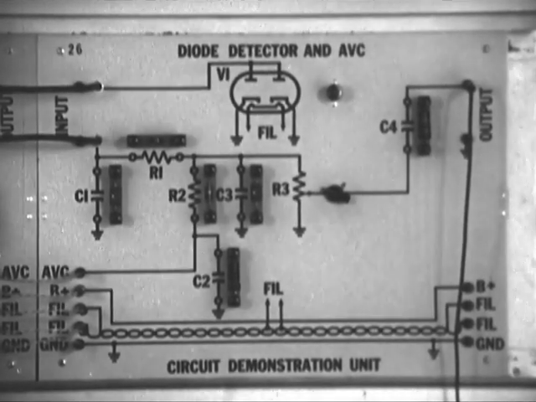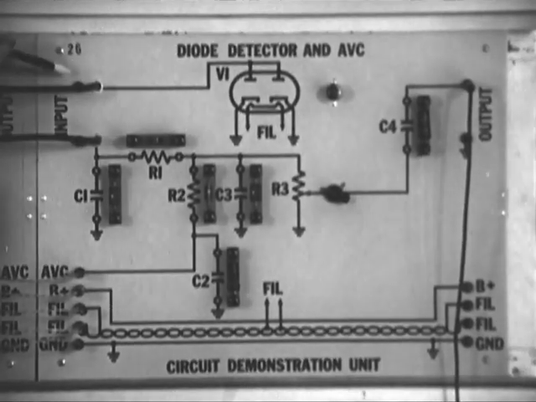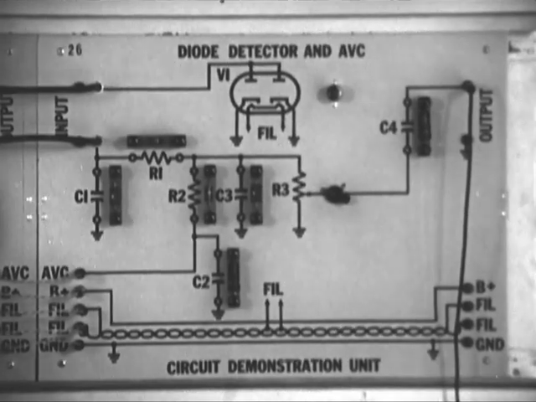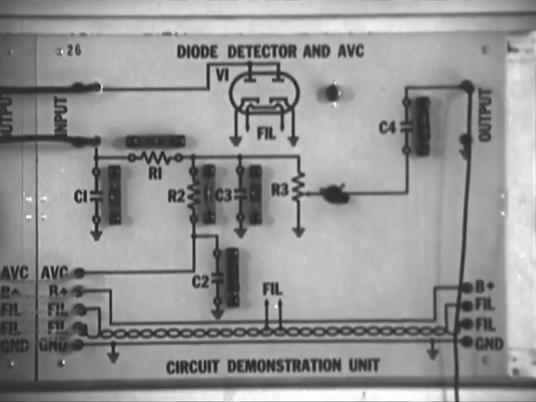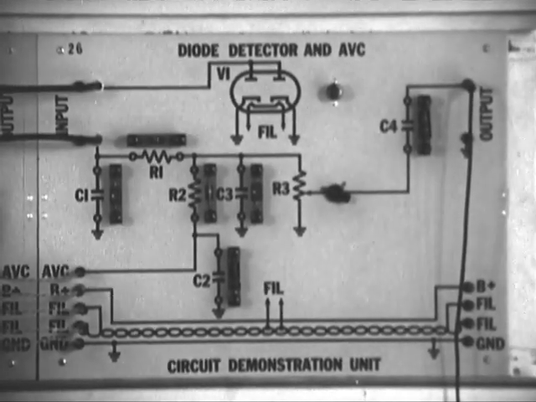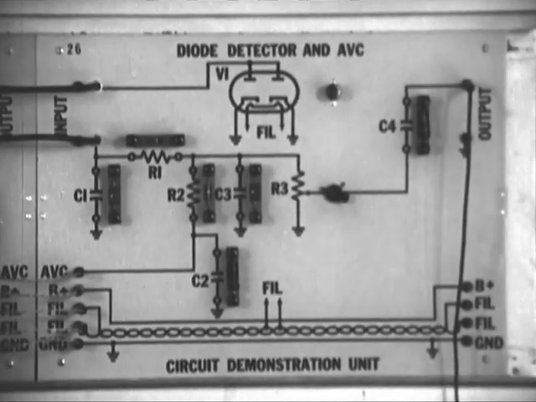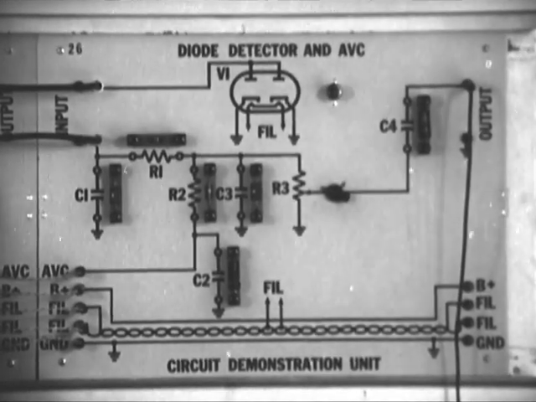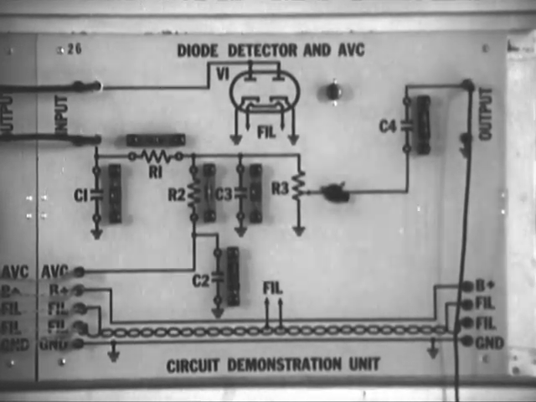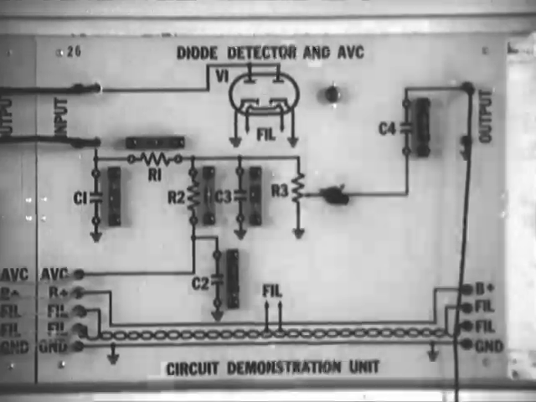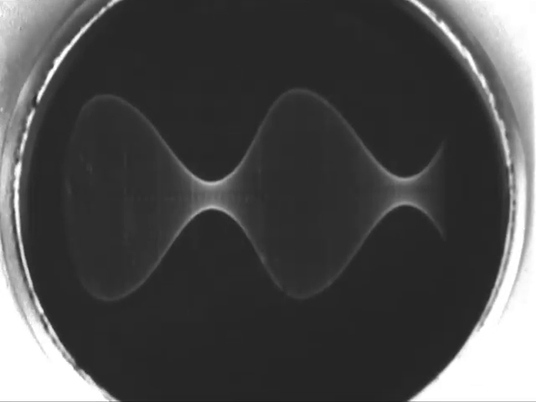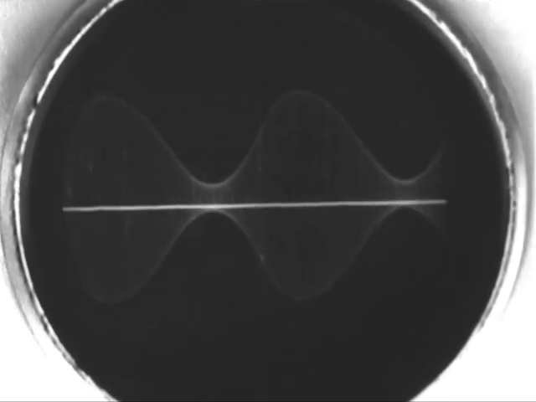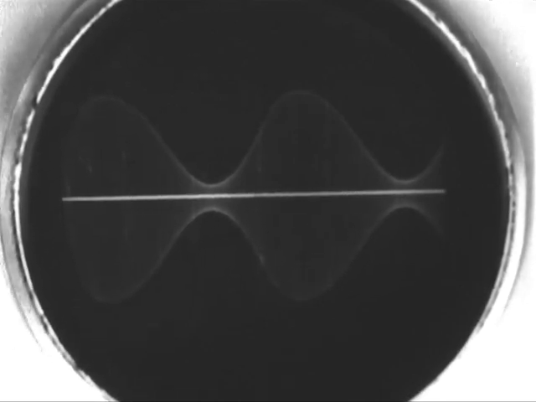We apply our IF signal from here to here. This signal is made up of 2 parts, the carrier signal at 460 kc and the audio signal. It is the function of the detector to separate these 2 parts. Let's have a good look at this signal on the oscilloscope. I'm adding this straight line to indicate 0 volts. Everything above it is positive, and everything below is negative.